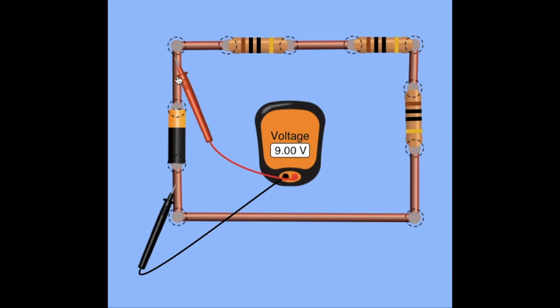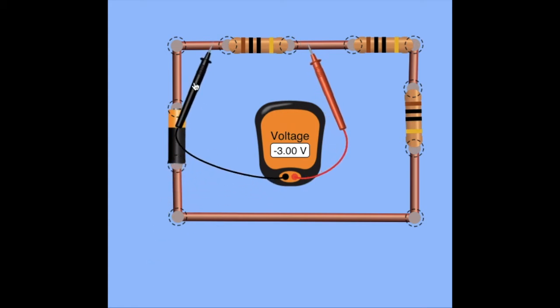Now what I'm going to do is start where that black probe is, and I'm going to start going around the circuit. And I'm going to figure out what the voltage difference is across each of the elements. Now the metal parts have no voltage difference. Okay, so now let's see that next resistor. And again, I'm going to go in order. So I did the battery.